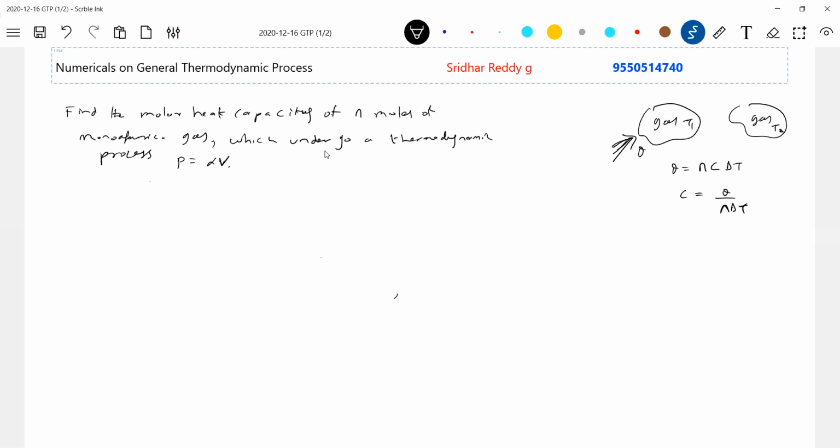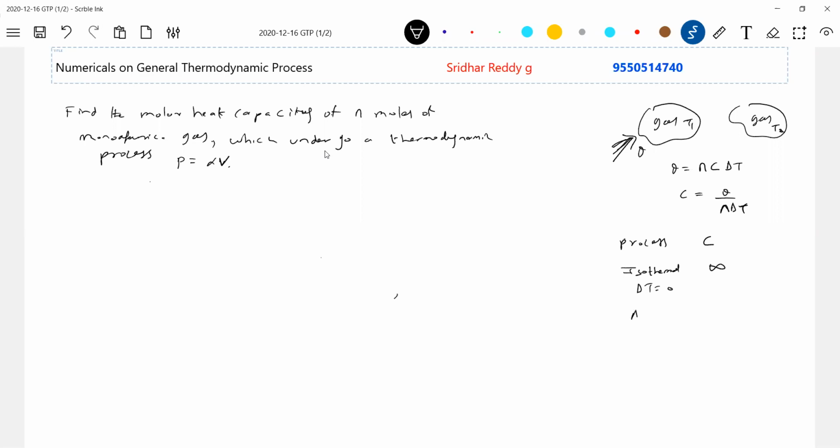Okay, let's do one thing. Molar capacity for different processes: what will happen to molar capacity? First, the isothermal process. In an isothermal process, what is delta T? Zero. If delta T is zero, then molar capacity, how much? It will become infinite.